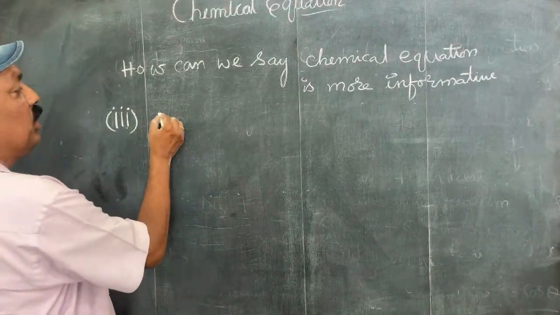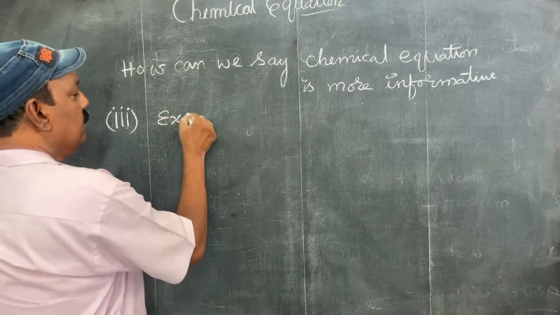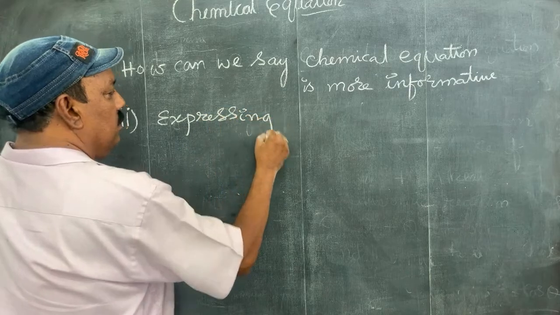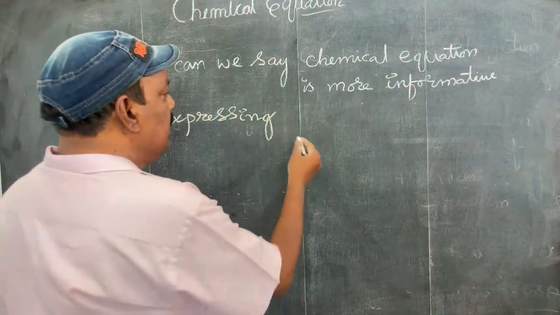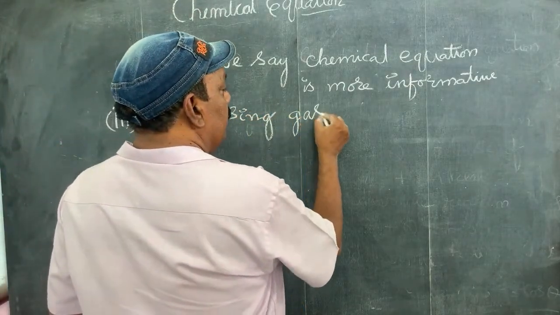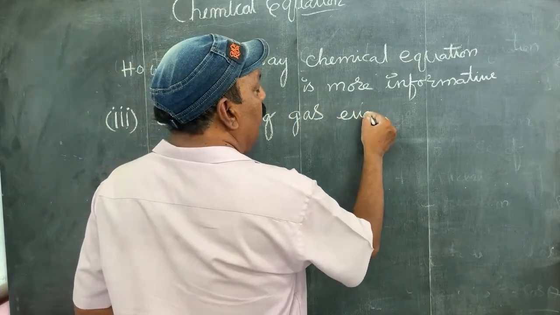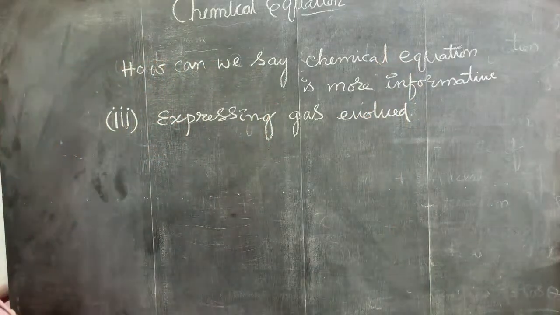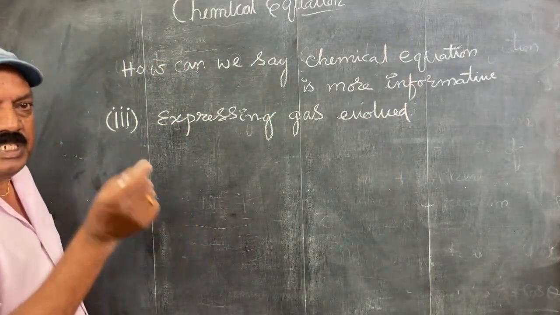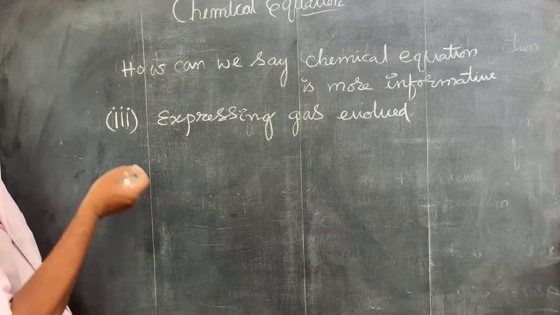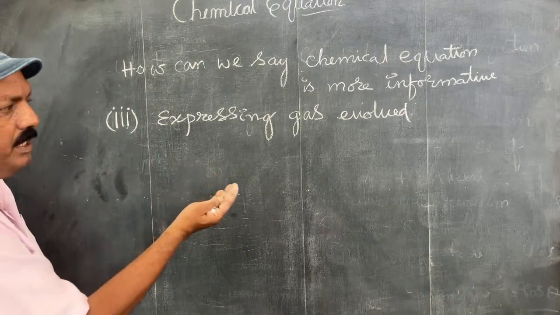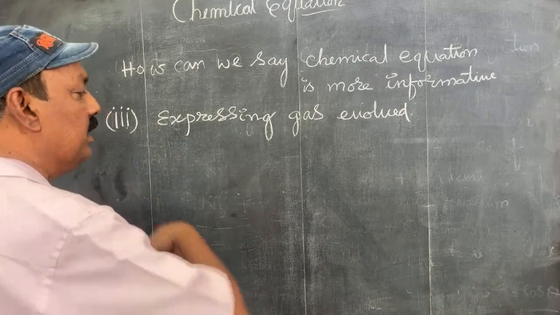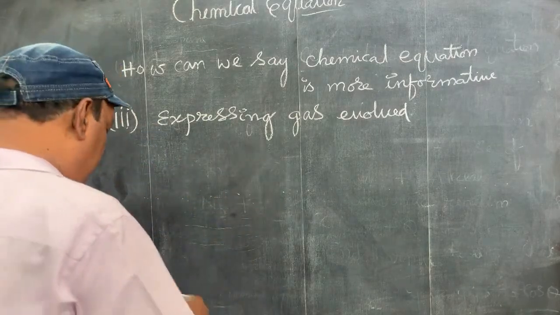Now the third one is expressing whether gas is evolved or not. Evolved means released. First information is physical state. Second information is heat changes, that means exothermic reaction and endothermic reaction. The third one is, in a chemical reaction, whether gas is releasing or not. That we have to say.